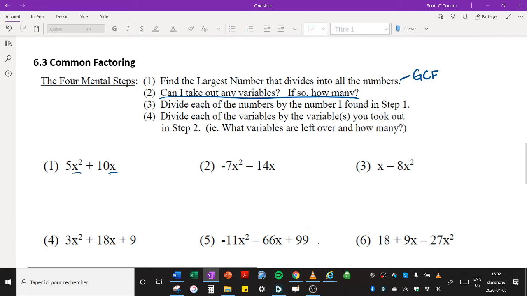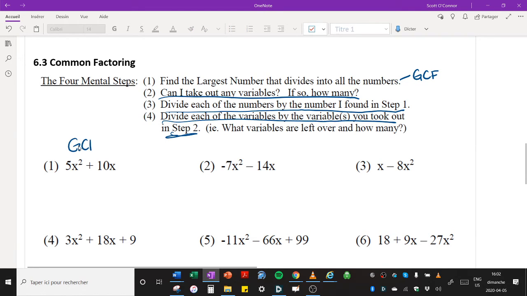If we do this first, after we do that, it says here divide each of the numbers by the number I found in step 1. Divide each of the variables by the variables you took out in step 2. So I'm going to show you what that looks like right here. If I look at 5x squared plus 10x, what's the greatest common factor?